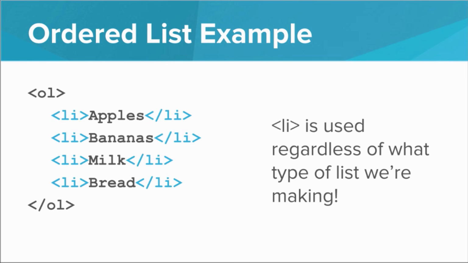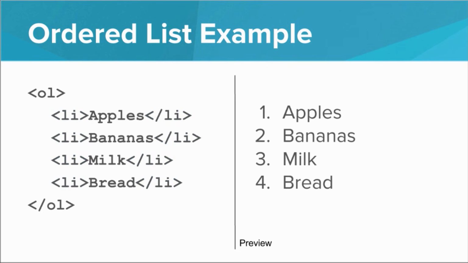Notice that the LI tag is used regardless of which type of list we're making. LI simply defines a list item. It doesn't care whether it's part of an ordered list or an unordered list. The result here, we have a 1, 2, 3, 4 instead of bullet points.